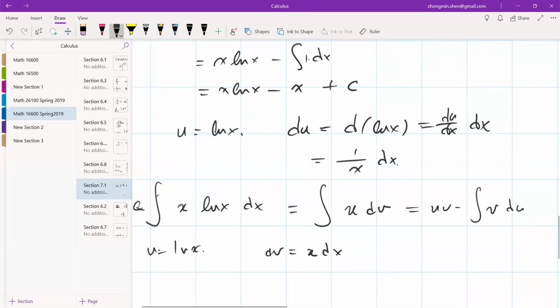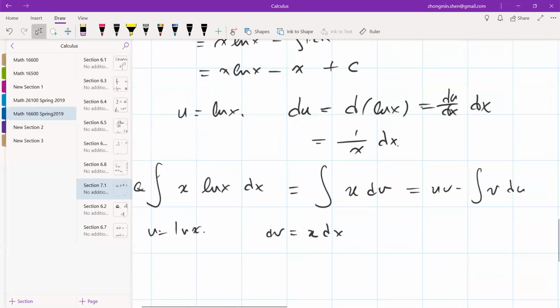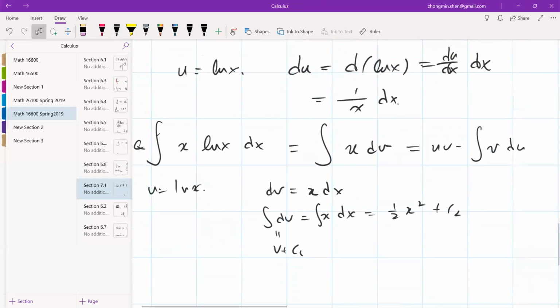Regroup them. So what is v? It gives you x dx. If you don't know, you can solve for v this way: just put the integral on both sides. So that's going to be half of x squared plus a constant. This side is v, plus c1, that's plus c2. Both sides differ by a constant. So essentially, v is half of x squared. You can let v be half of x squared.